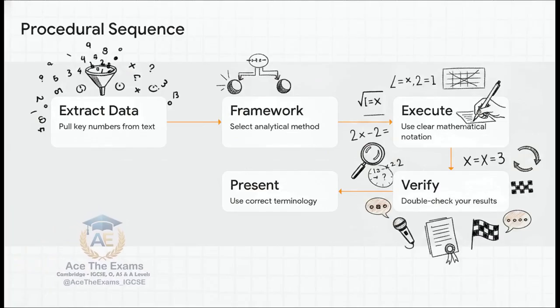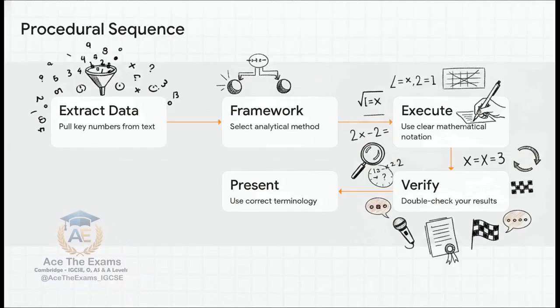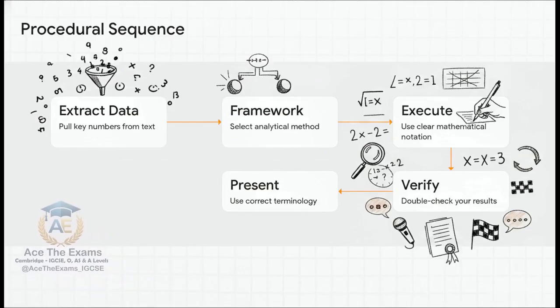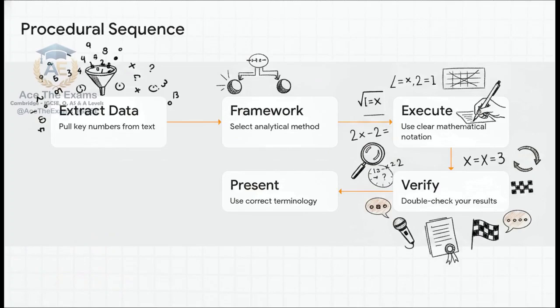Third, execute your analysis with clear, unmistakable notation. Define which direction is positive. This fixes Alex's vector mistake instantly. Fourth, verify your results. Does the final velocity make physical sense given the masses? And fifth, present them in the appropriate format with correct terminology. This fixes Sam's rushing mistake. Following this exact sequence doesn't just get you marks. It develops professional mathematical skills. It turns a chaotic scribble into a structured, undeniable proof.